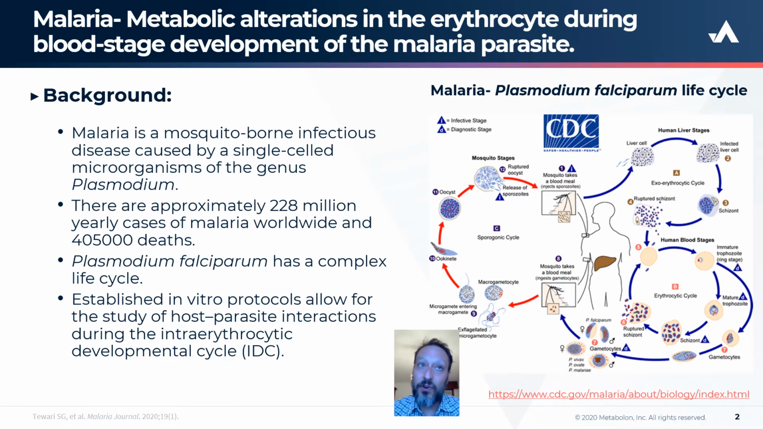Finally, the cells were harvested from the 4 test flasks and the 4 control flasks, so the uninfected cultures, and flash frozen in an ethanol dry ice bath and stored at -80 for subsequent metabolomic analysis. This procedure was repeated at the following times during the IDC, so 0, 8, 16, 24, 32, and 40 hours.